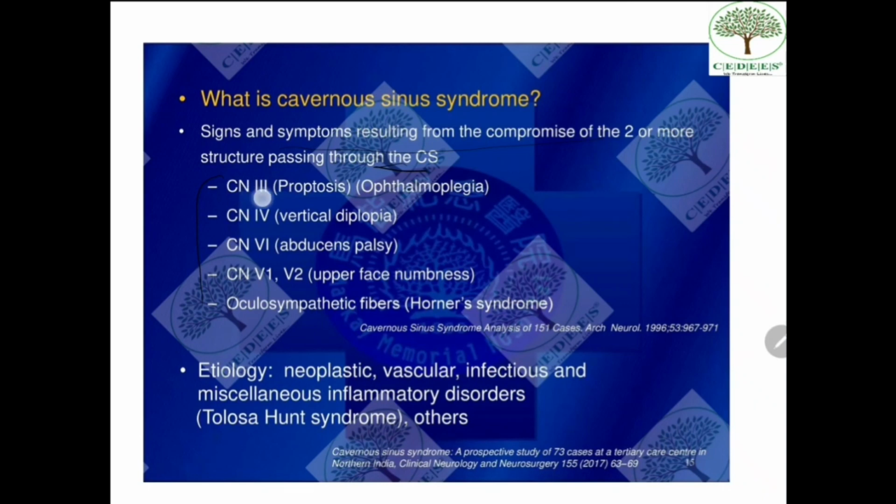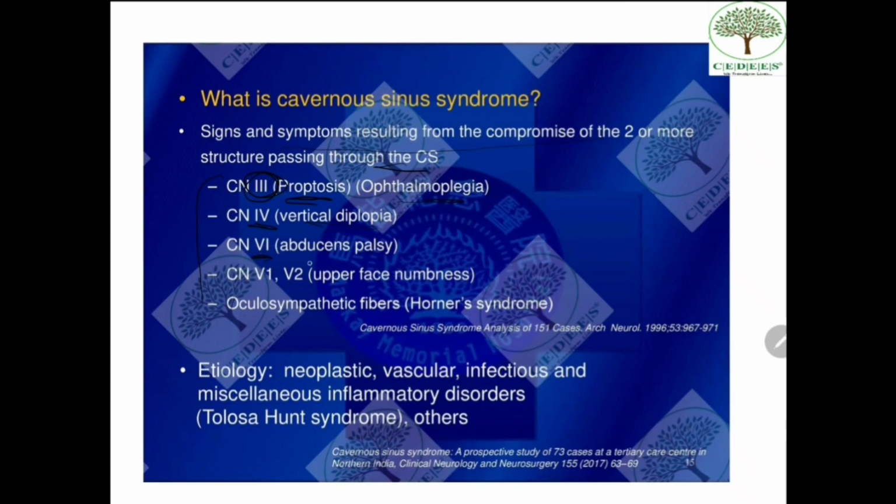For example, if your oculomotor nerve is involved, you know that it supplies the extrinsic muscles of the eye. So there will be proptosis and ophthalmoplegia. Ophthalmoplegia means weakness of the muscle. So the patient will have difficulty in the eye movements. He'll feel some amount of weakness. Then the trochlear nerve is going to cause vertical diplopia. You all know which muscles are supplied by these nerves.